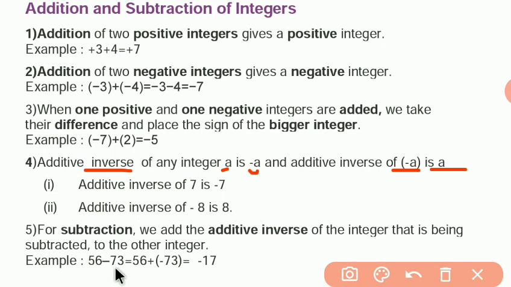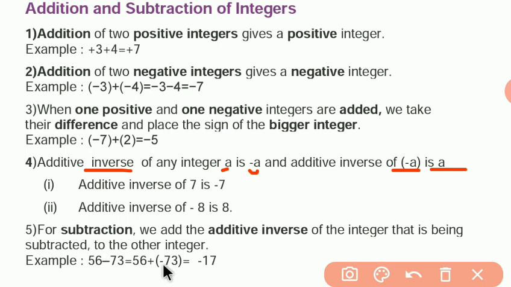56 minus 73. Here it means we have to subtract 73 from 56. Here you can see we can write minus 73 as plus bracket minus 73. As you already know, we always write the minus number in bracket. Here you can see the inverse of plus 73 is minus 73. So for subtraction, we add the additive inverse. So we will add the inverse of plus 73 as minus 73.